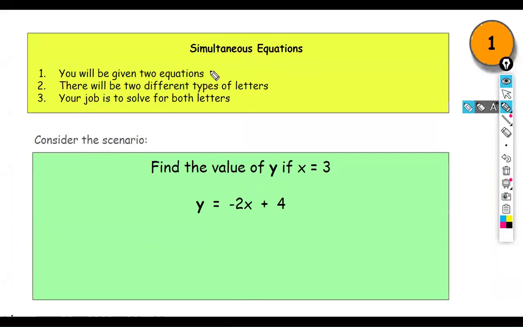Simultaneous equations, they will always give you two equations. So you'll be given two equations. There will always be two different types of letters. So you're getting two equations with two different types of letters. And your job is to solve for both letters. Most of the time, it's usually X and Y, which means you have to solve for X and Y. Now, the question in front of you is not a simultaneous equation as yet, but it's going to help us.